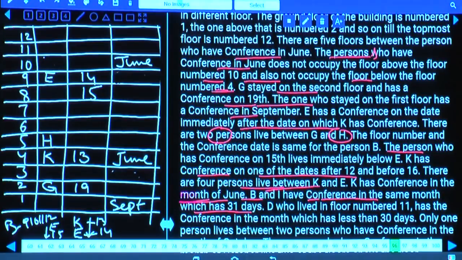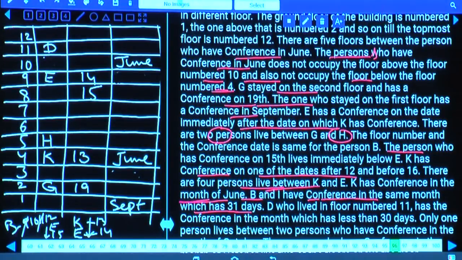D, who lived on floor number 11. Now here D is on floor number 11. As D is on floor number 11, B cannot be on floor number 11, isn't it? And B cannot be on floor number 9 because E is already on floor number 9. Now we are left with B can be either on the 10th floor or on the 12th floor. And can B be on the 10th floor?